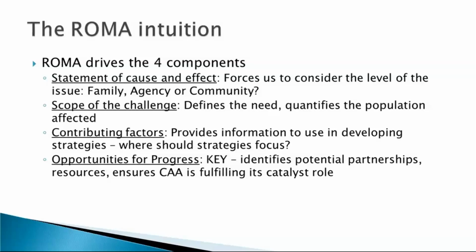And then finally, opportunities for progress. As I said before, I think this is key when we think about the role that ROMA plays, because this is where the key partnerships and resources are going to be identified, or at least where they're going to start to be identified. And again, I think it's a wonderful opportunity for community action to distinguish itself as that community catalyst, that convening table that brings together community resources to focus them on the causes and conditions of poverty. So that's why I think the opportunities for progress component of each narrative is so critical in terms of our ROMA framework. Next.